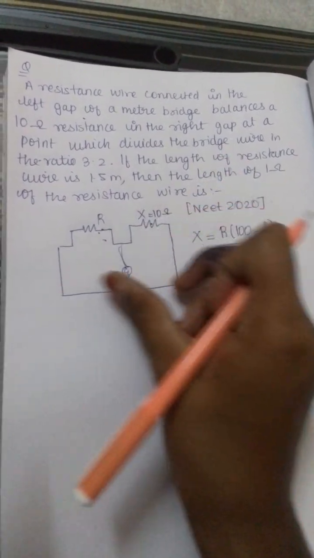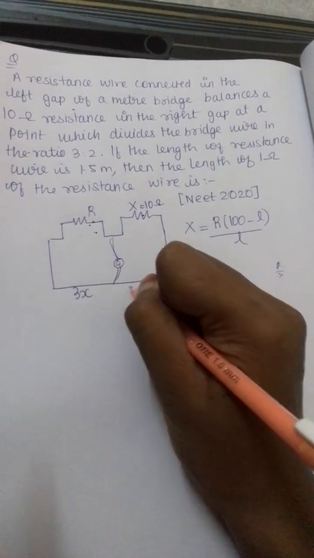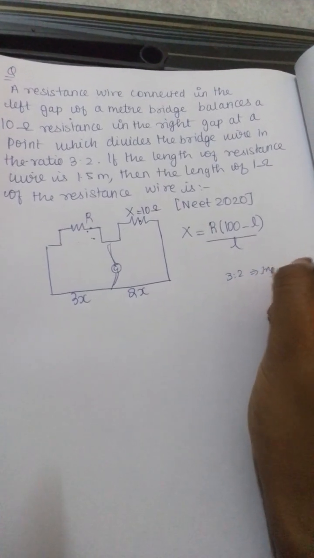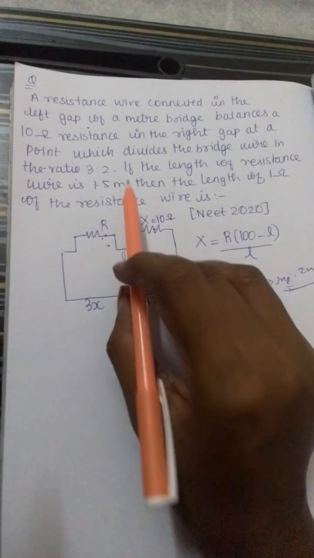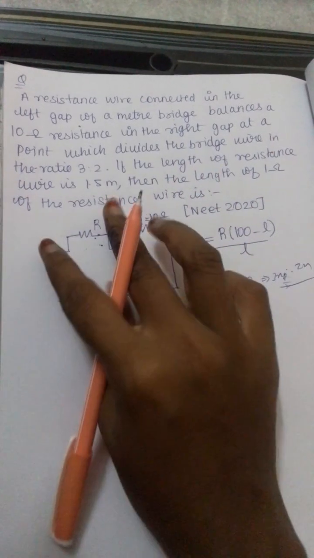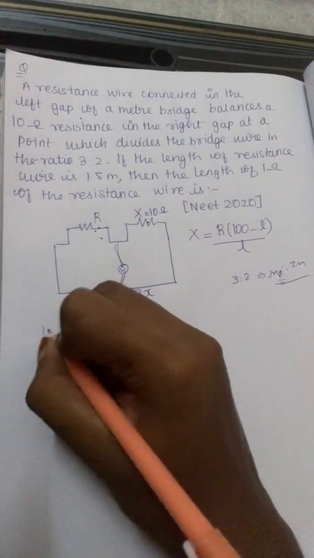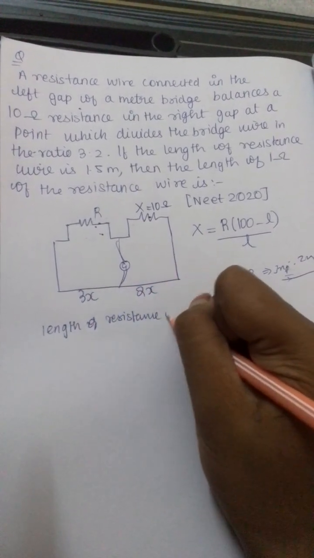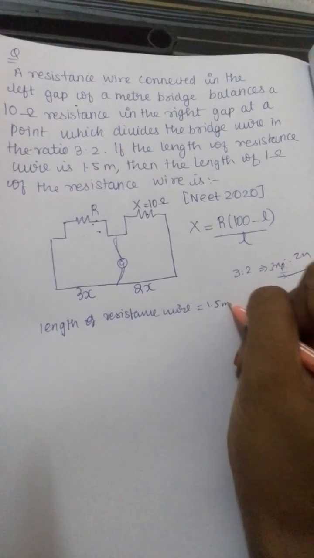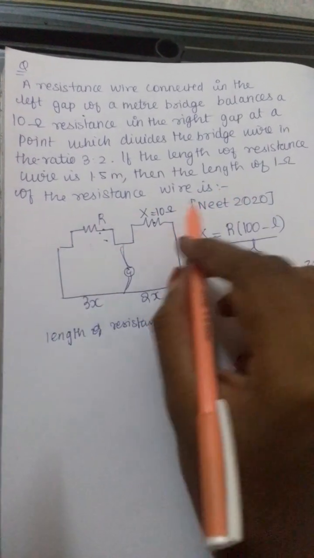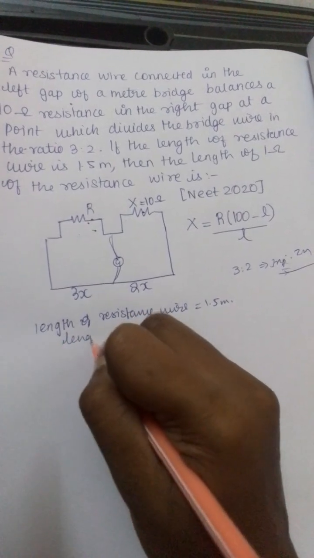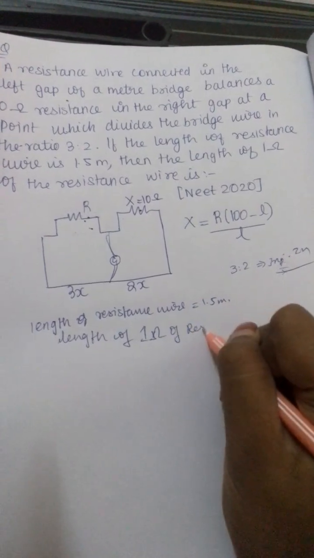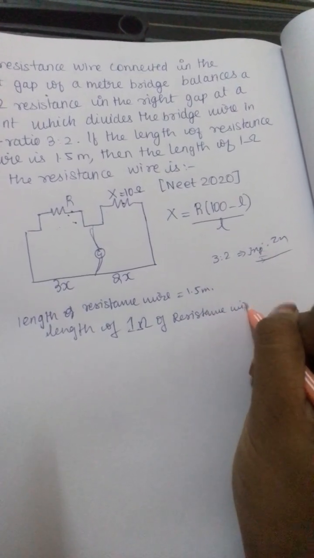So now this jockey divides the wire in the ratio 3:2. Can't I write this as 3x and 2x? Obviously, if it is 3:2, you can write one length as 3x and the other length as 2x. I hope this is clear. If the length of the resistance wire is 1.5 meter, that is this wire, the length of R is equal to 1.5 meter, it is given in the question. Then we have to find the length of 1 ohm of resistance wire.